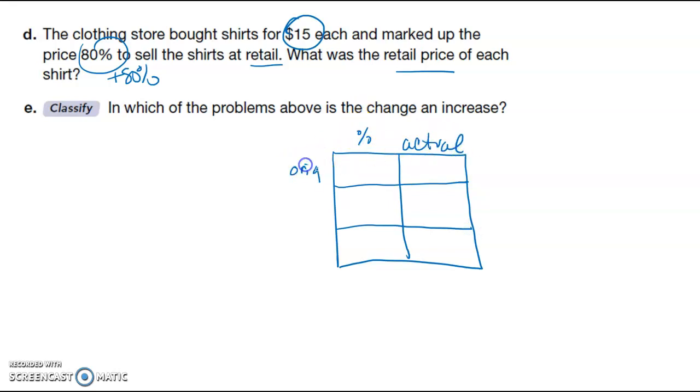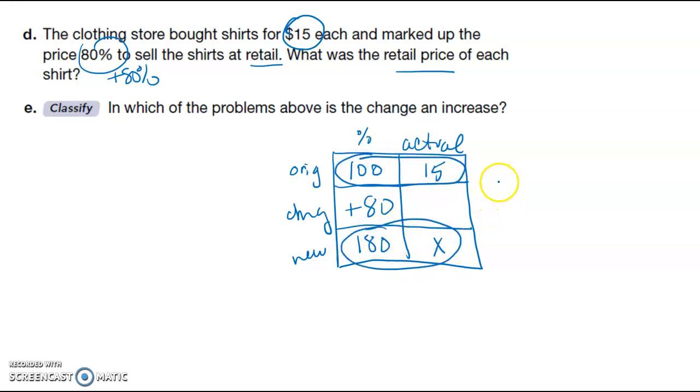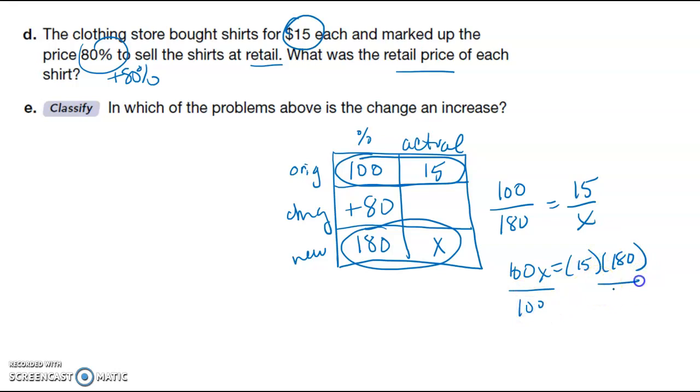So this is original, change, new. Original is always 100%. They add 80%, so our new is 180%. They buy them at $15. We want to know how much they sell them for. So we're going to use this row and this row to make our proportion. And then we cross multiply. Divide by 100. X equals 15 times 180 divided by 100. And I get $27. Not bad.